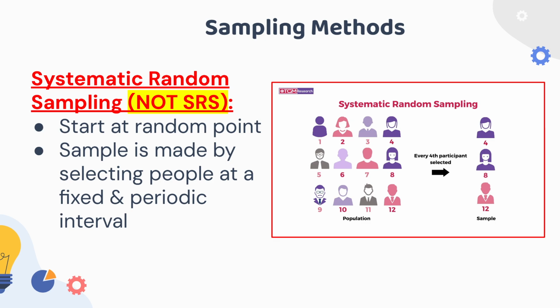So systematic random sampling. You start at a random point in the population and you select people at fixed and periodic intervals. So you select every 5th person. So you start at the 10th person, then you select the 15th, 20th, 25th, and so on. So you select them periodically.